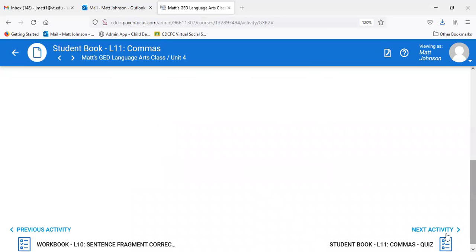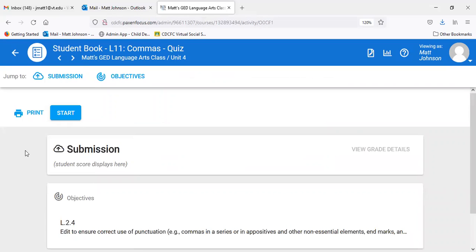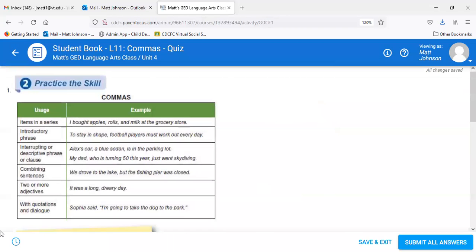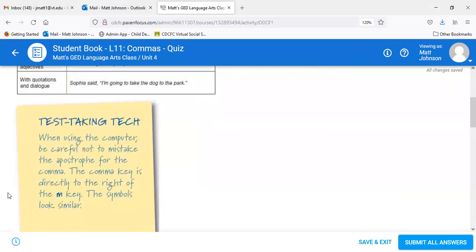Okay, so now we'll do some practice with our quiz. Okay, and we have some more examples here. Same ideas, same examples actually. So down here, some test taking tips. When using the computer, be careful not to mistake the apostrophe for the comma. The comma key is directly to the right of the M key. And the symbols do look similar, and they are pretty close together. Usually the apostrophe is up by the enter or your return key on your keyboard.